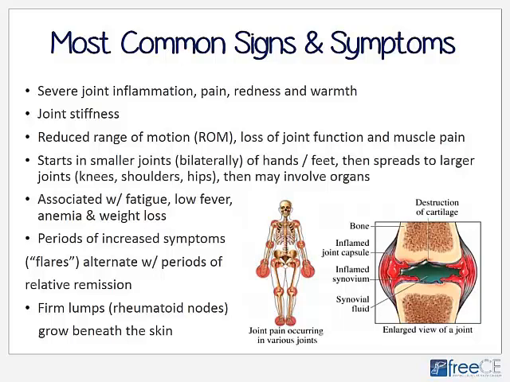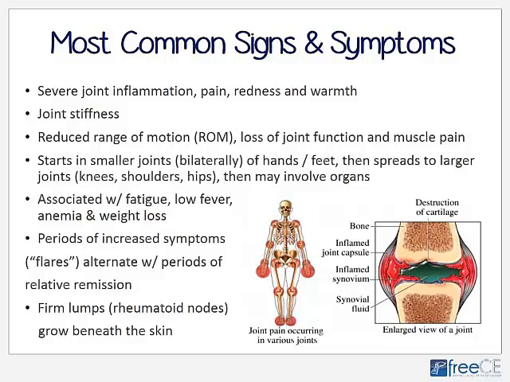Other signs and symptoms include reduced range of motion, loss of joint function, muscle pain. It typically starts in smaller joints bilaterally, or on both sides of the body, in the hands and feet, but then it spreads to the larger joints such as knees, shoulders, and hips. And then, of course, it may progress in 15 to 25% of the time to various organs. RA is also associated with fatigue, low-grade fevers, anemia because of issues with red blood cells, and also weight loss over time.